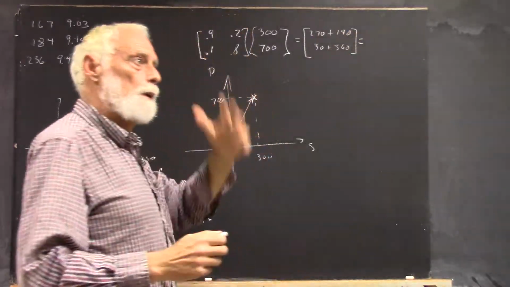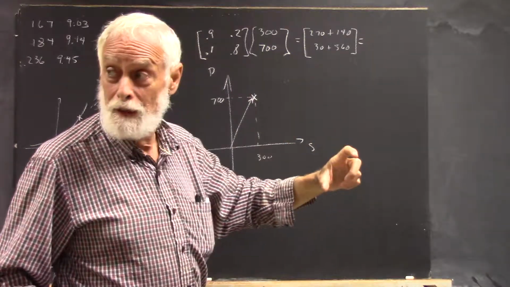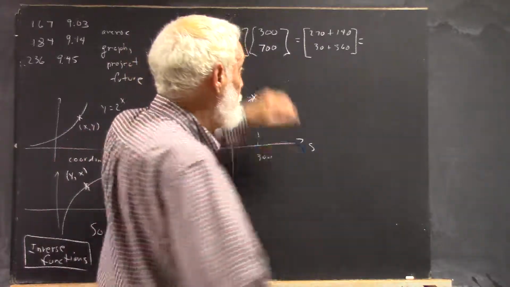270 and 140. Well, 270 and 100 is 370, and add 40 to that, 4 and 7 is 11. Okay, 410, right?